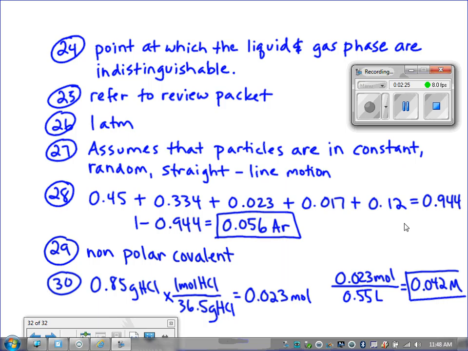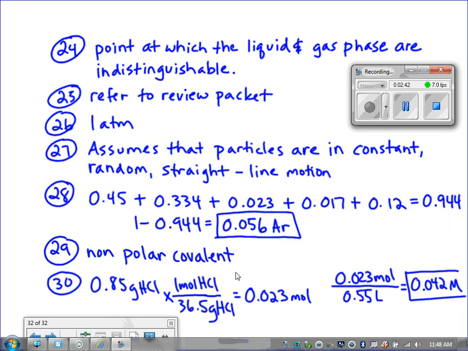So the missing one, which is argon, can be found by taking the total, which is 1, minus all of the parts that were added together, and that gives you the part that was argon. So it's really just adding and then subtracting this total from 1.